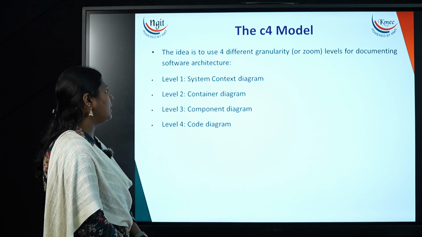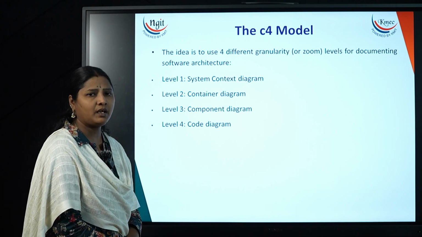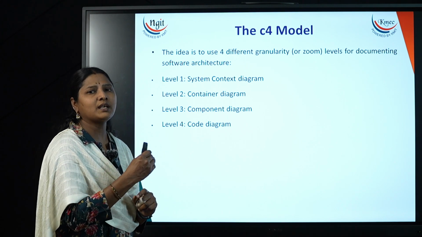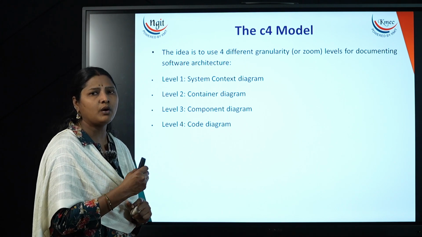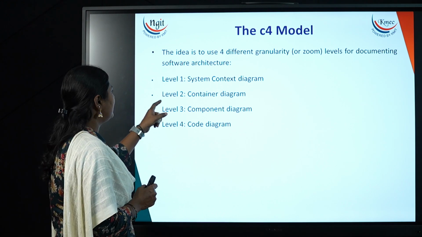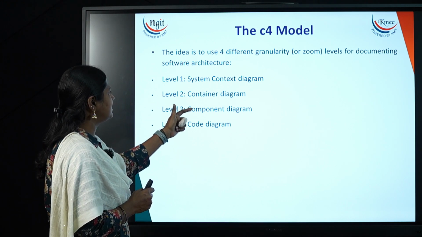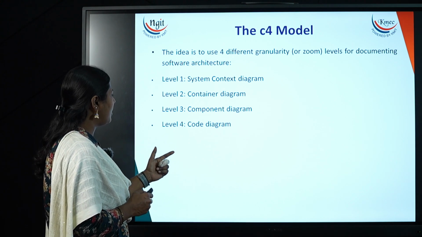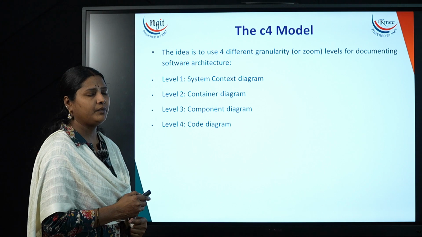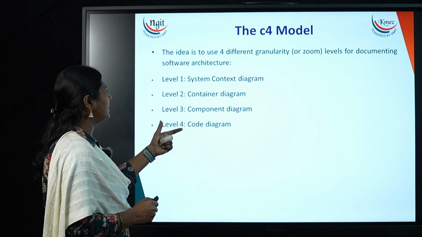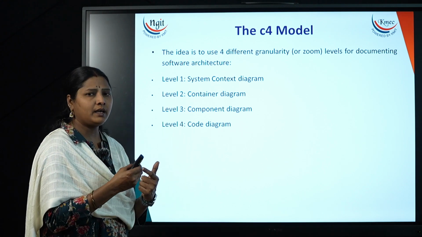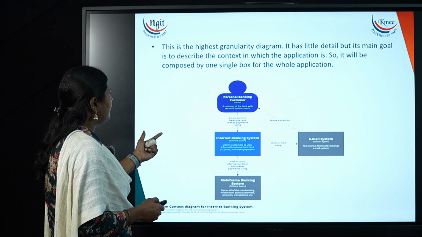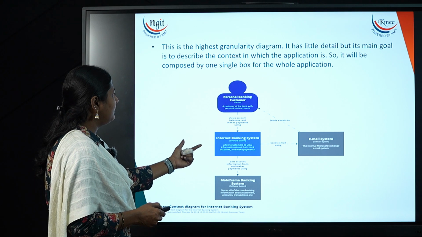Coming to the C4 model. This C4 model is one of the best ways of viewing the architecture. It zooms in on and views each and every level or module of the architecture. Here we have the levels: the first level is the system context diagram, the second is the container diagram, the third is the component diagram, and the fourth is the code diagram. All these diagrams help to zoom in on each and every component of an architecture diagram. Let us understand this with a case study in banking.